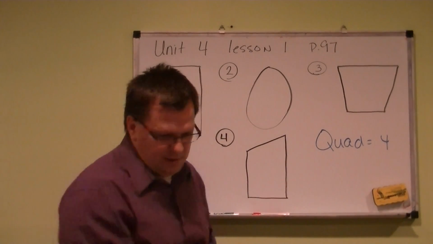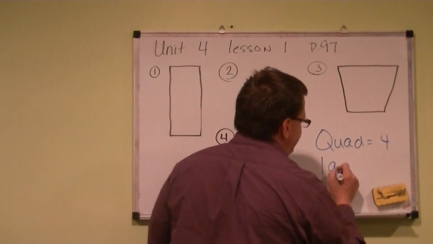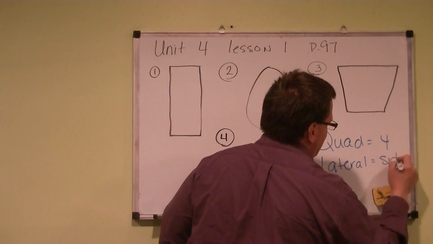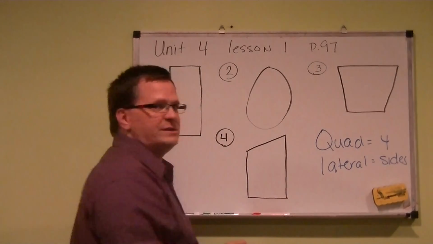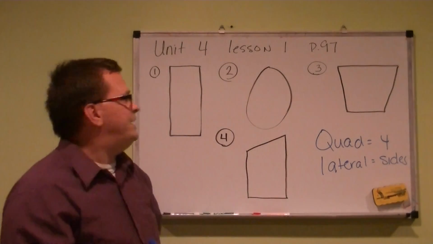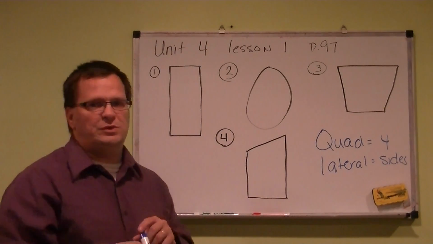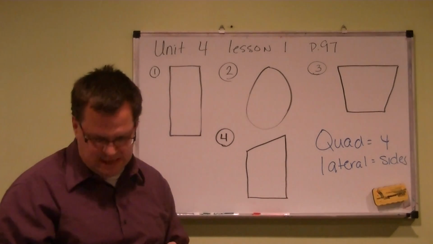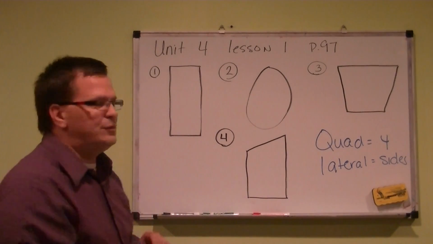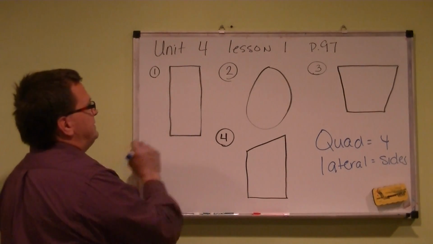So a quadrilateral would be 4 sides. And I have some of the drawings 1 through 4 on here. And what we're looking for is which one is a quadrilateral and which one is not. Then we're also going to label what the shape is. So number 1, is that a quadrilateral?